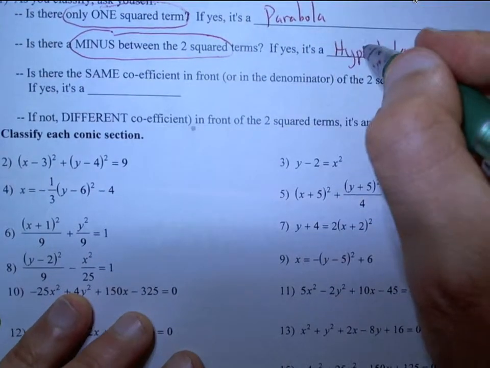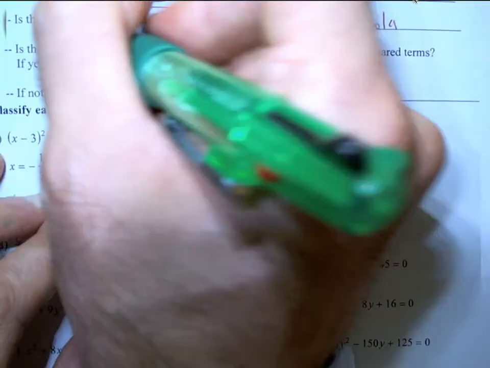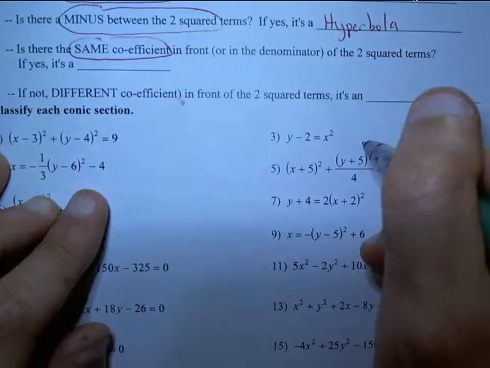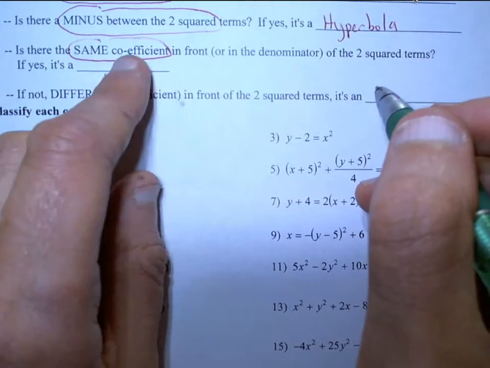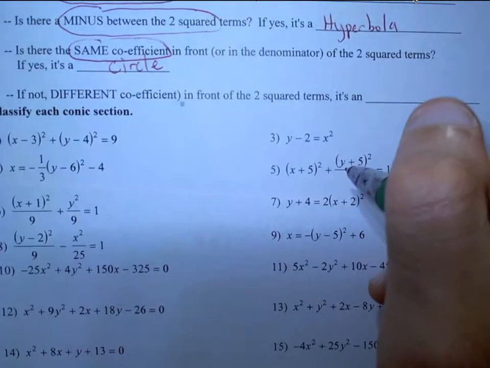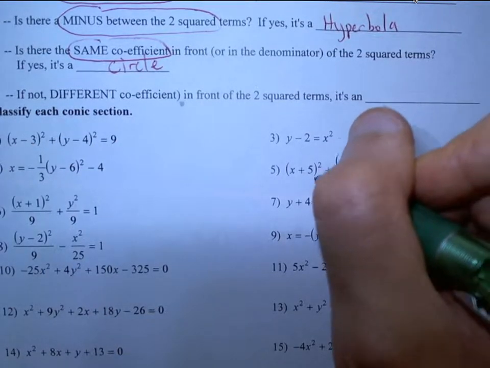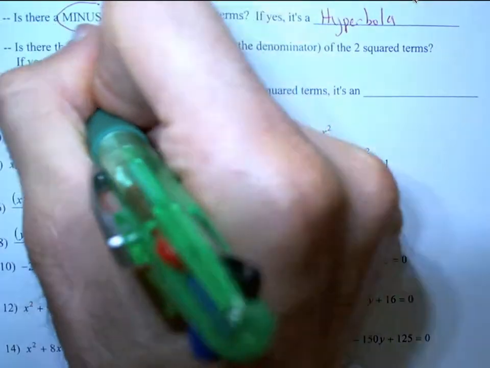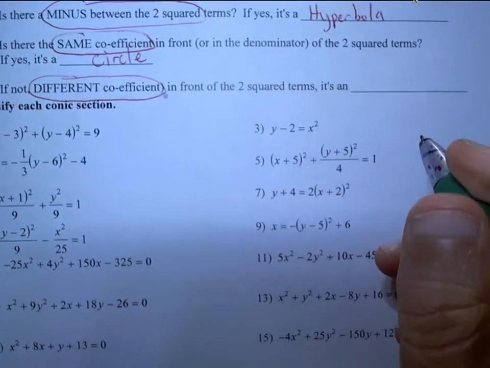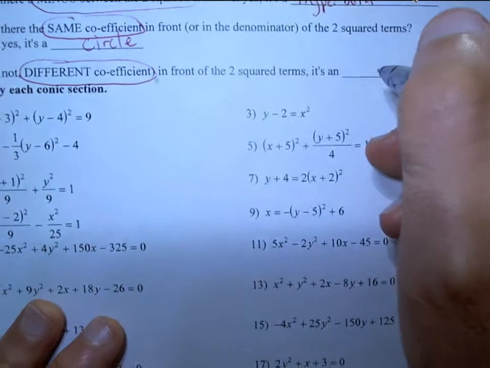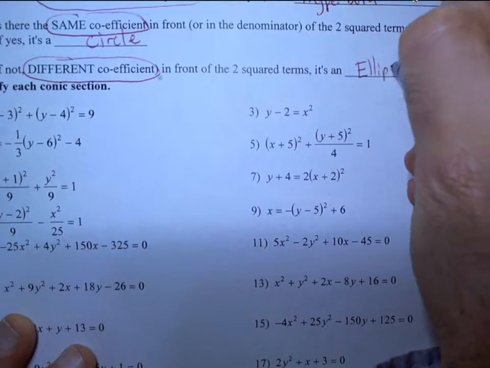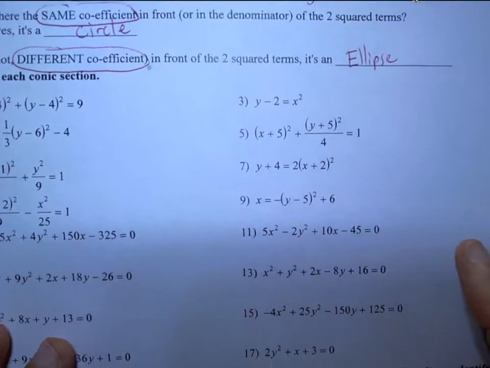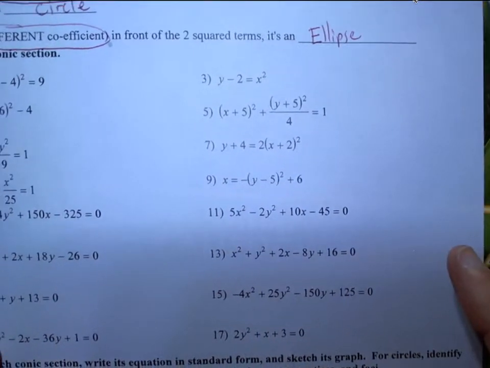Finally, if it's not a parabola, not a hyperbola, you look, is it the same coefficient, either by what you're dividing by or in front? If it was the same number, it's going to be a circle. That's like number 1 on the warm-up. On the other hand, if you have a different coefficient, we would know it's going to be stretched either in the x direction or the y direction, therefore it would be an ellipse. So these are the tests you can do to figure out which conic section it is.